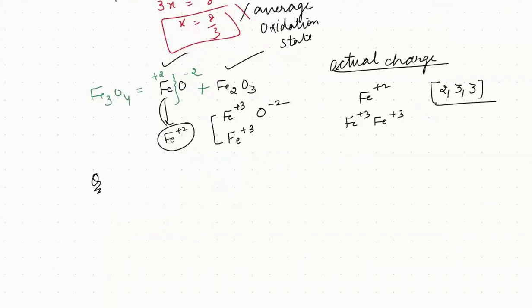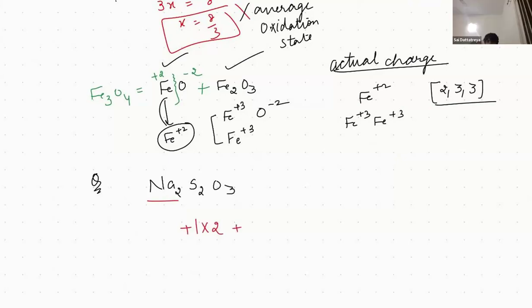Next complex is Na2S2O3. Okay? Na2S2O3. Now, how do you exactly calculate this? Let sodium charge be +1, because by rules Na is an alkali metal. So for 2 atoms, it would be +1 times 2. For 2 sulfur, it is going to be x each, and for 3 oxygen, -2 each, which is -6, and the total is going to be 0.